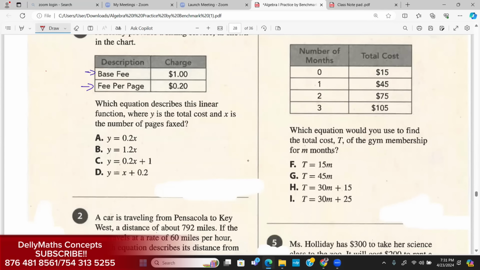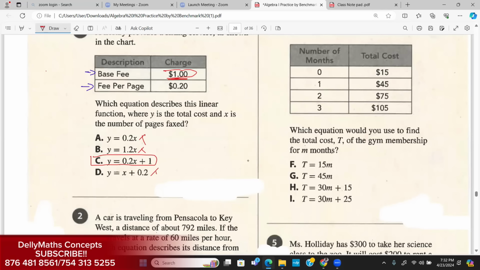Which equation describes this linear function where y is the total cost and x is the number of pages? Y is the total cost, x is the number of pages. So this base fee is going to be like a fixed fee here. So definitely this is the answer because I'm seeing this is the fixed fee. There's nothing with any fixed fee, and we need something with $1 by itself as a fixed fee, right? So whether or not you print anything, this is the base fee, $1. So you won't pay less than that. So C is the answer.